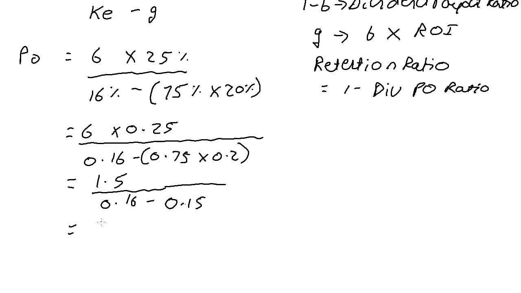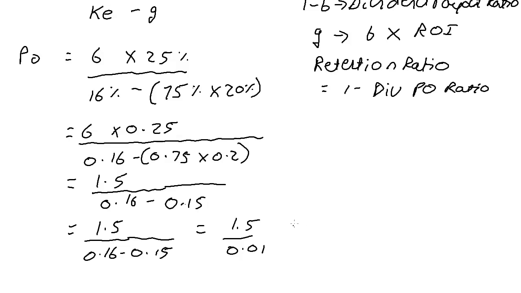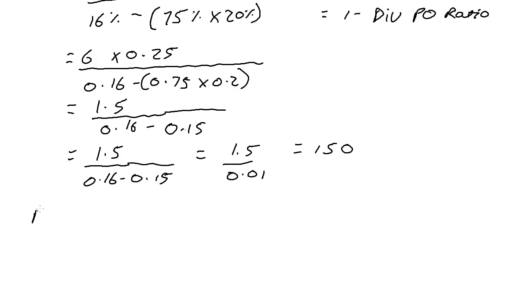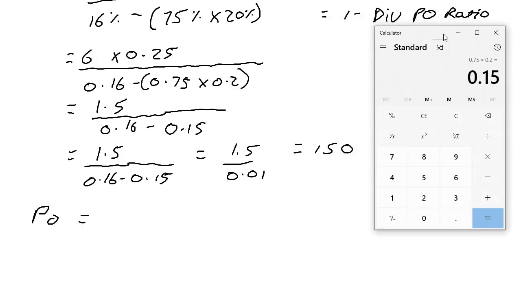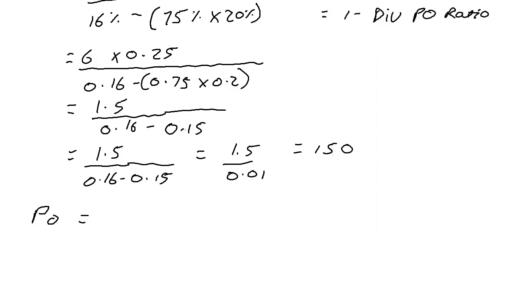So we get 1.5 upon 0.16 minus 0.15, which gives us 1.5 upon 0.01, and this will finally give us 150 as our answer. So you can do that on the calculator. I'm going to do it once. We have 1.5 upon 0.01, 150.